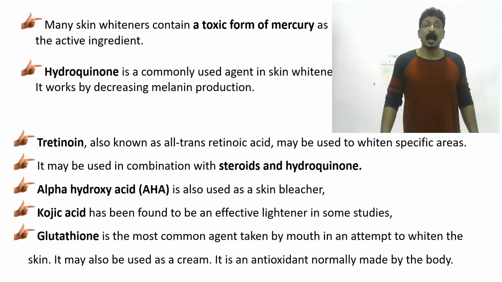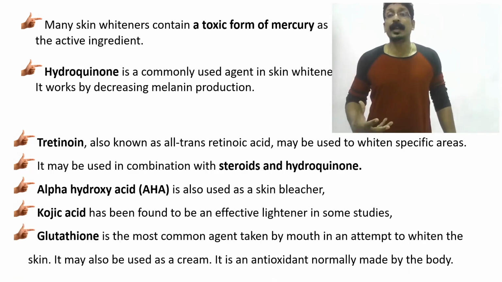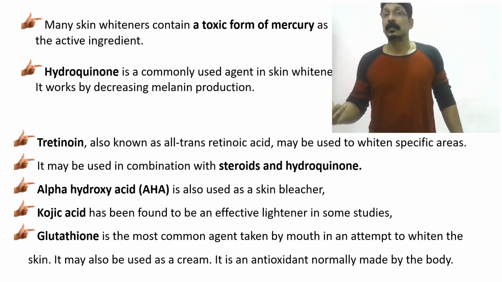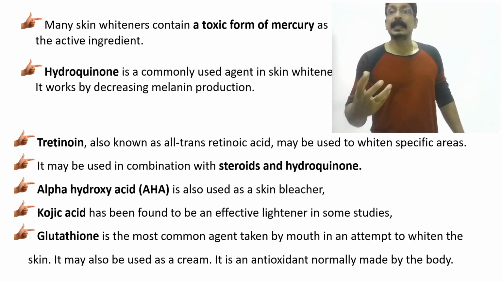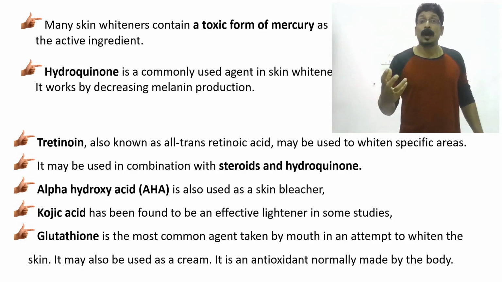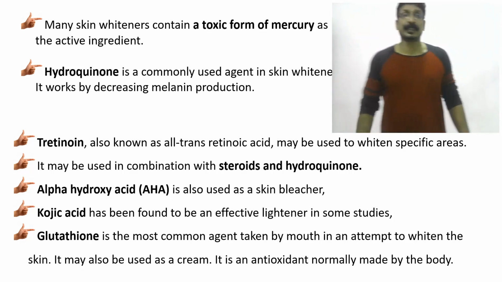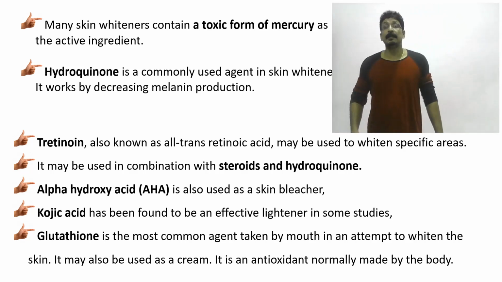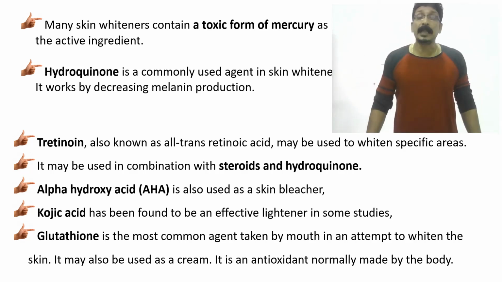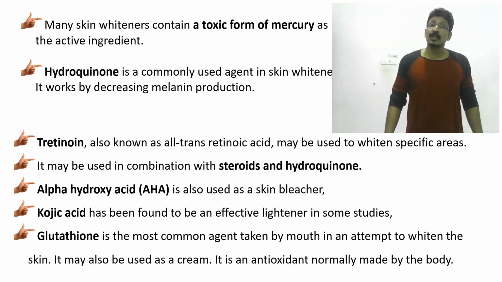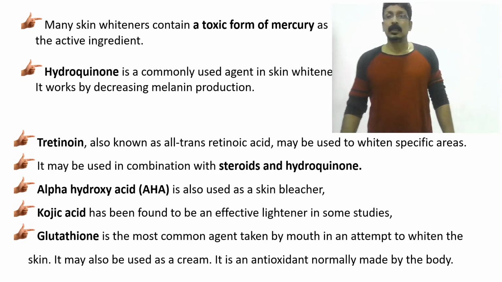And glutathione is produced in our body, and it is obtained from taking various fruits and juices like pomegranate seeds and avocado, and this glutathione has a tendency to give a glow to your skin. It can be taken internally. It's the most common agent taken by mouth, that means oral route, in an attempt to whiten the skin. It may also be used externally as a cream. It is an antioxidant normally made by the body.